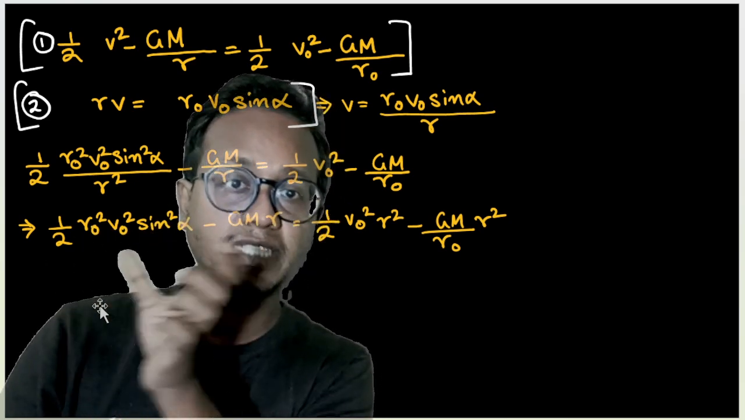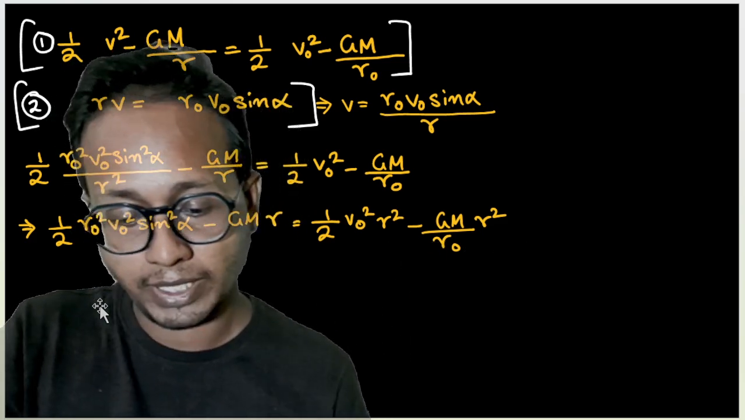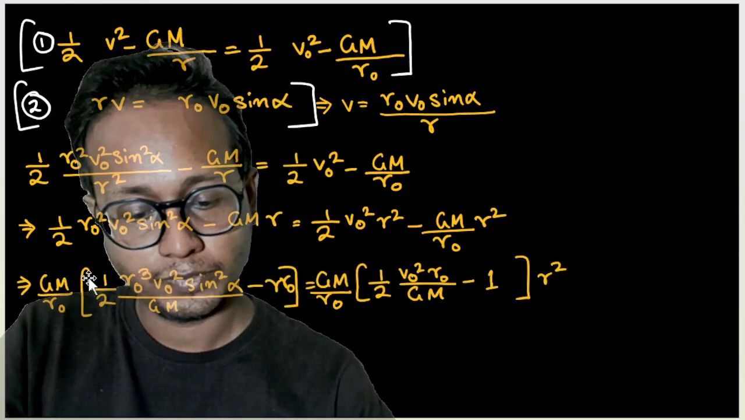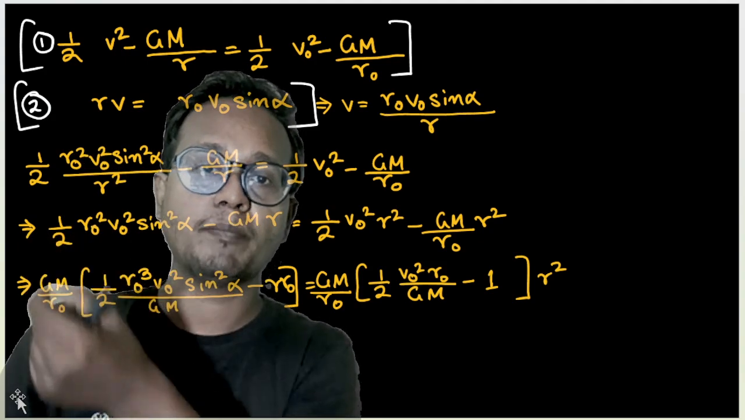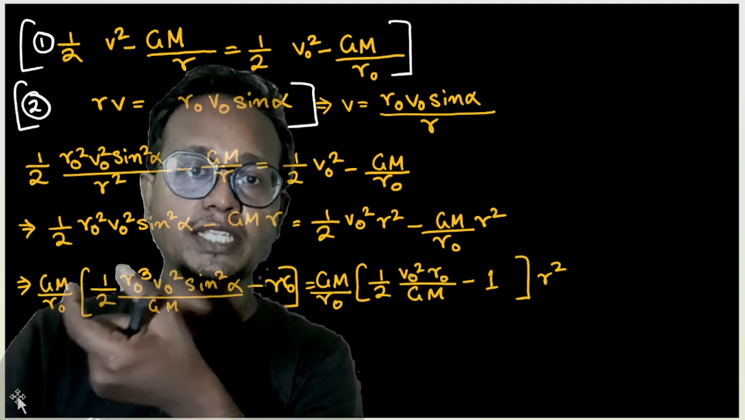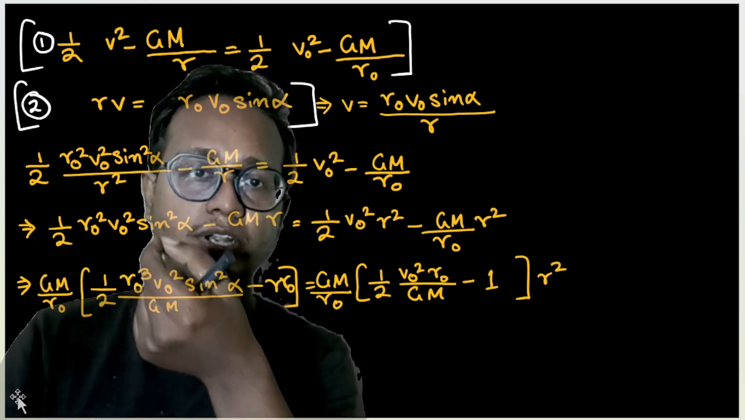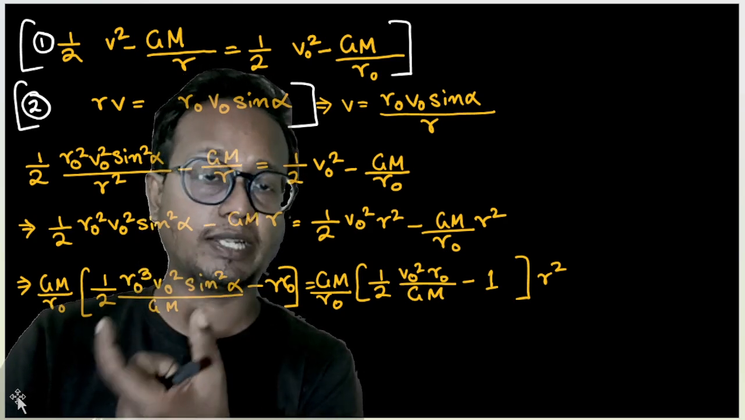So forcibly take GM by R naught common from all these four parameters. When you do that, we'll get some equation like this. What I did here is I took GM by R naught common from all these four parameters. If you take GM by R naught from the first parameter, you get every term except you have to multiply by R naught by GM, which I did here.